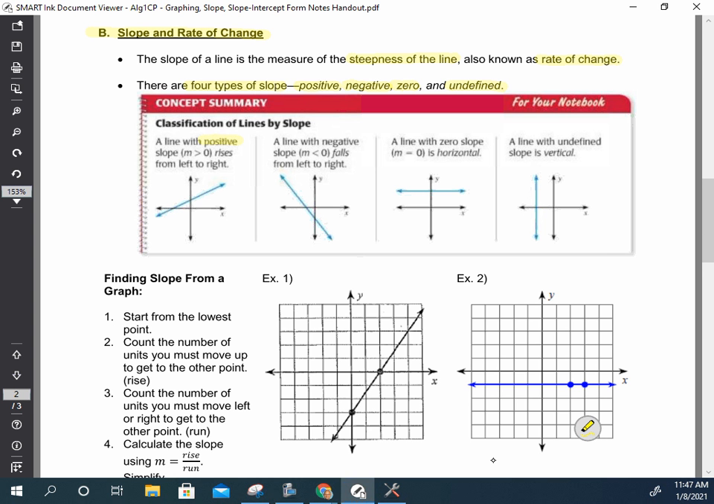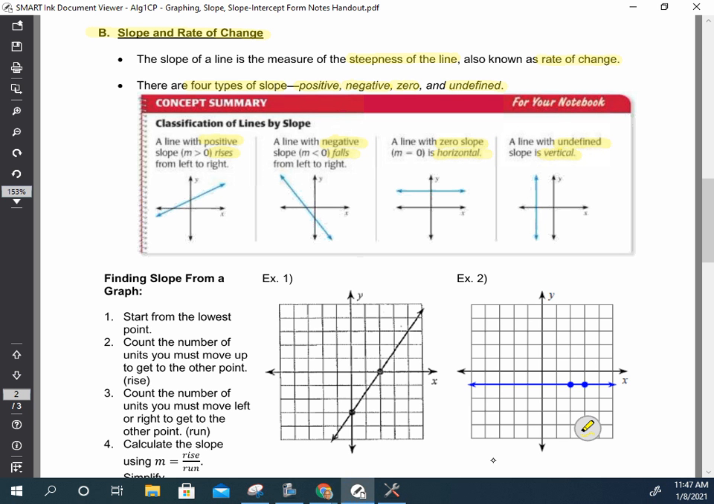So positive slope means that the line is rising. It's pointing up. Negative slope means that the line is falling, pointing down. Zero slope means that the line is horizontal. Undefined slope means that the slope is vertical.